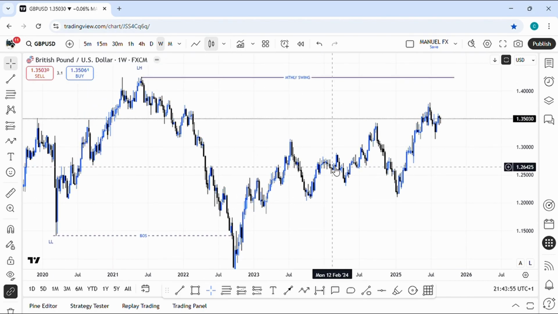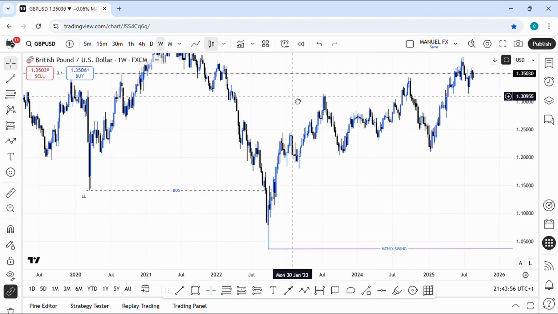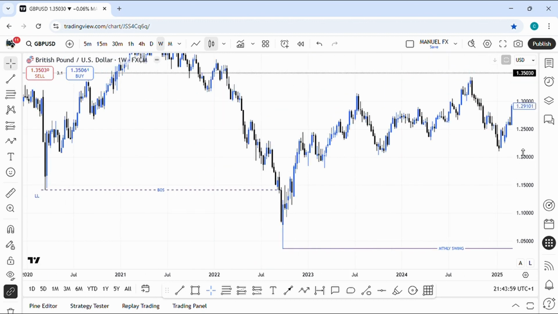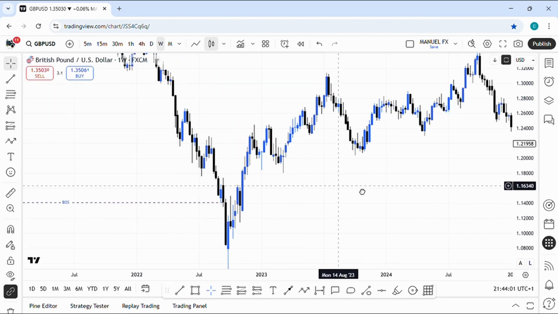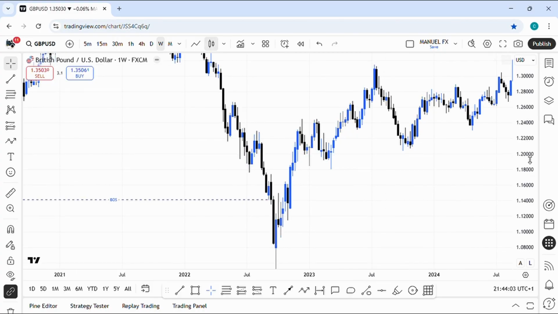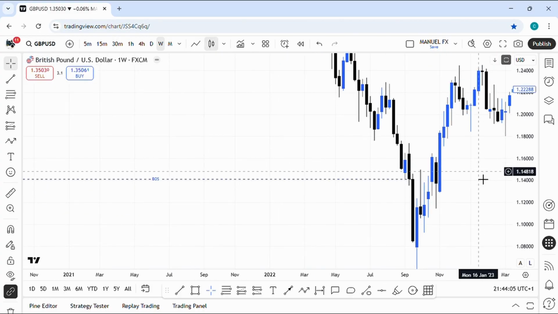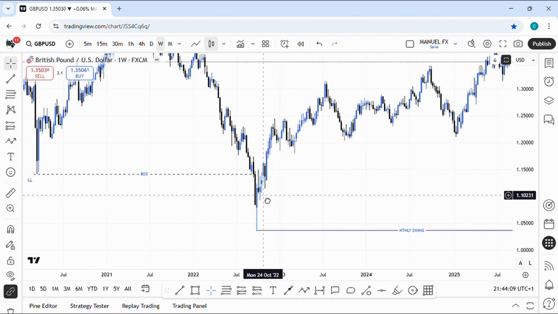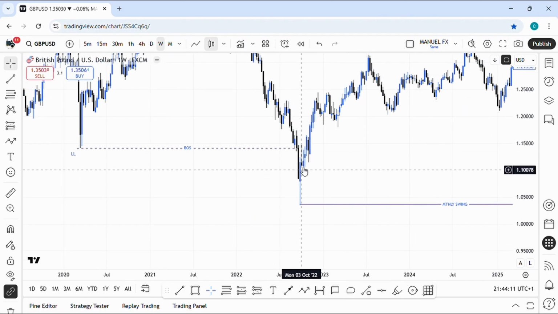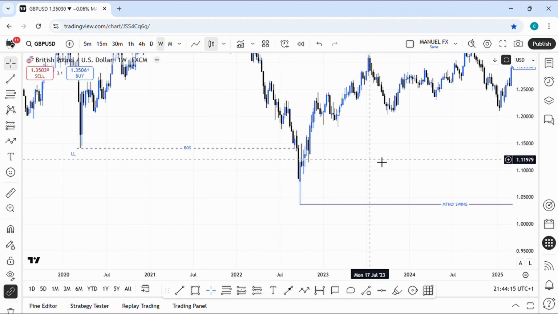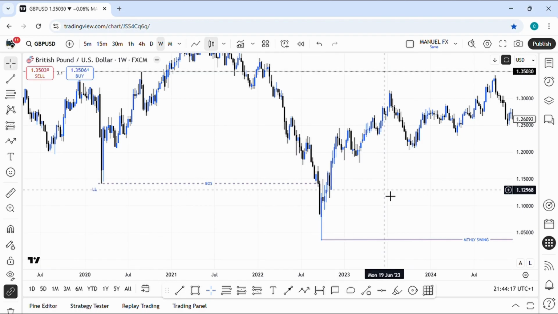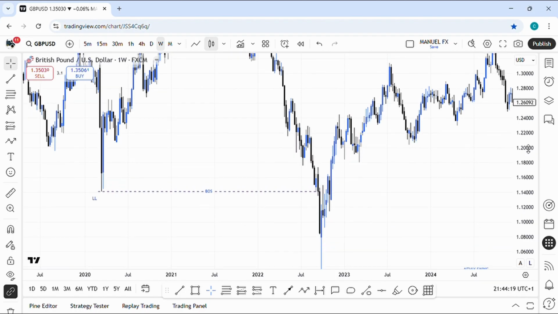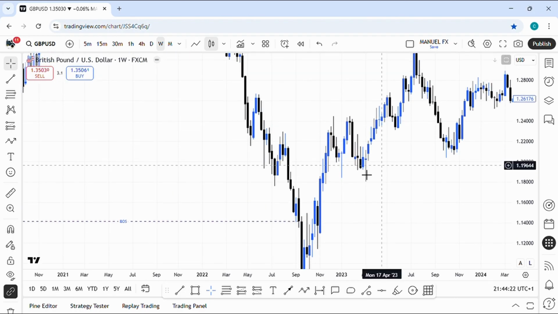Now, like I told you, the next thing we're going to be looking for is an inducement. But now we are looking for a valid retracement. Can we spot a retracement after a break of structure? No, there's no retracement after a break of structure. But can we spot a retracement before a break of structure? Yes, this is a retracement move.